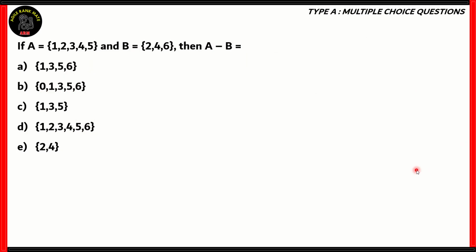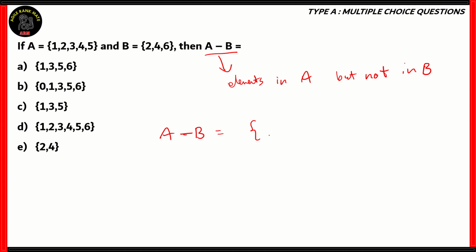Here's our first question. If A is the set 1, 2, 3, 4, 5 and B is the set 2, 4, 6, then find the value of A minus B. So what's A minus B? A minus B here stands for elements in A, but not in B. So technically, A minus B is subtracting the set 1, 2, 3, 4, 5 with the set 2, 4, 6.